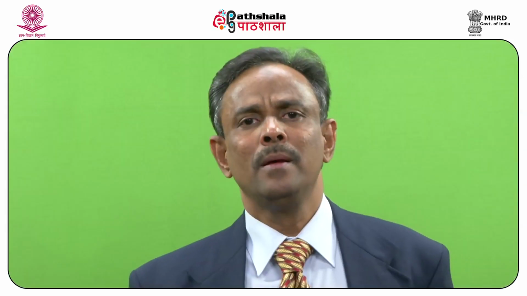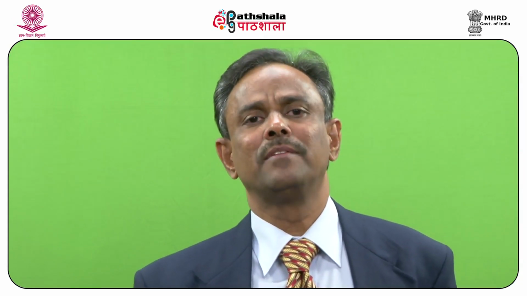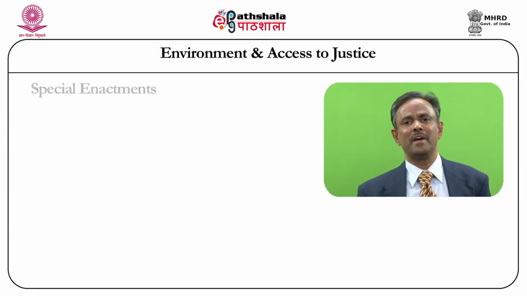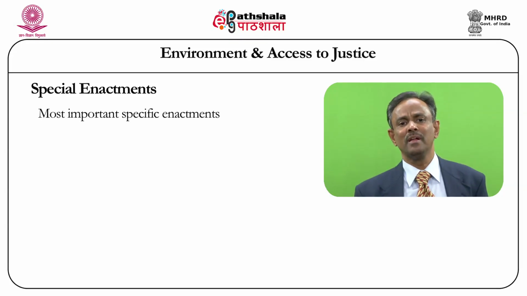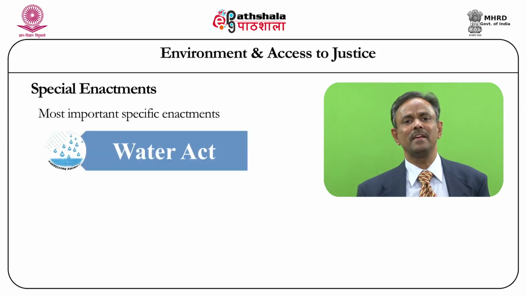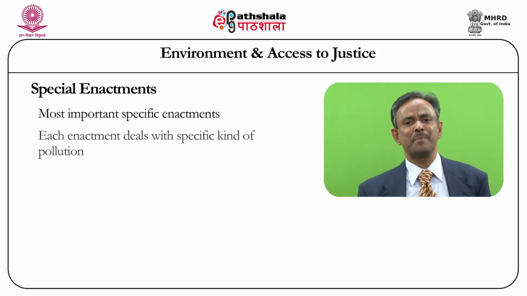And after going through the various remedies and various provisions available under civil law, criminal law and the Constitution, let us look at special enactments which are made to deal with various kinds of environmental pollution. Out of these special enactments, I am going to refer to the three most important and useful for the public. The first enactment is the Water Act, the second is the Air Act and the third is the EP Act of 1986. Each enactment deals with specific kinds of pollution.